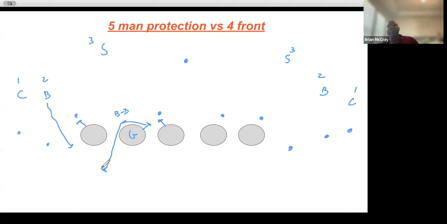Okay. Also, if the defense tries to sell out, which happens sometimes, meaning they send the mic and leave the middle of the field open, you can have these guys double this, and the center can come off and take that mic as well. Okay, so that's how I usually set my protection to make sure that the free hitter side is covered.